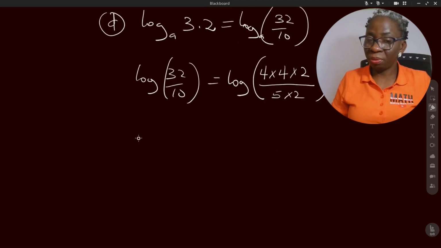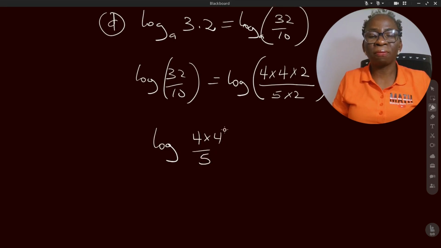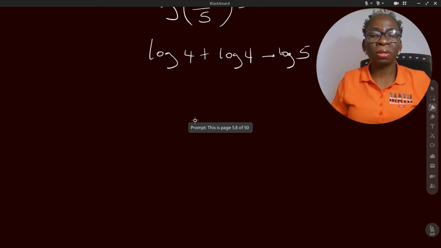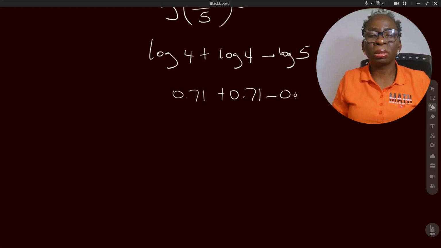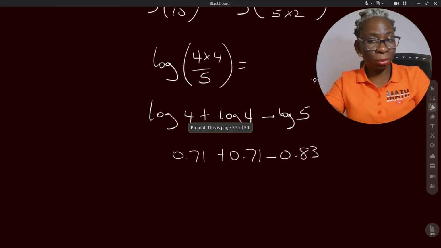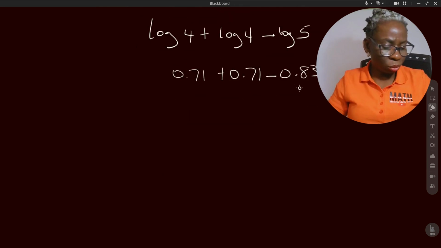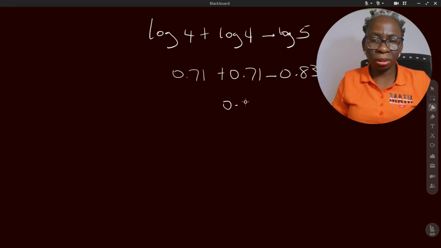Now we can simplify further by saying log of 4 times 4 over 5, and this will give log 4 plus log 4 and then minus log 5. So that will give 0.71 plus 0.71 then minus 0.83. If it looks confusing, you can pause it at any point and go through it. We just simplify and then we cut it out. Now this will give 0.59, and that is log 3.2.